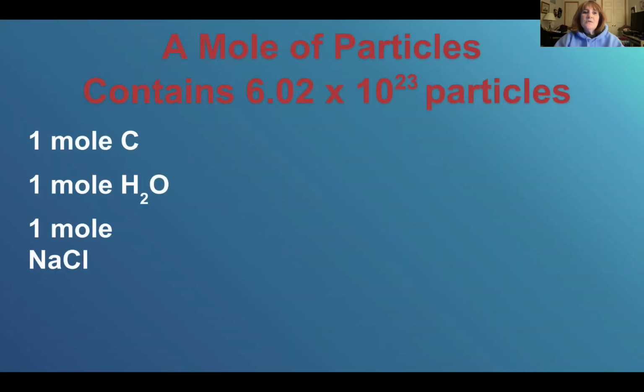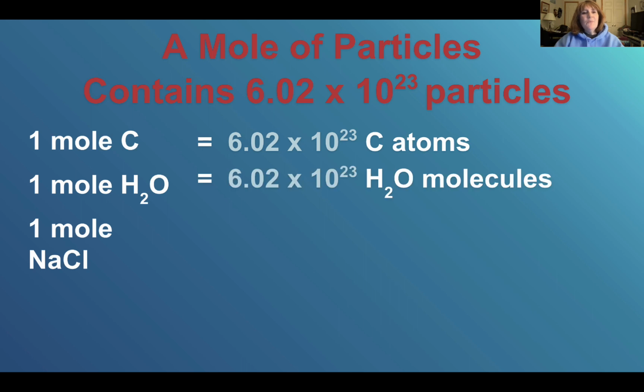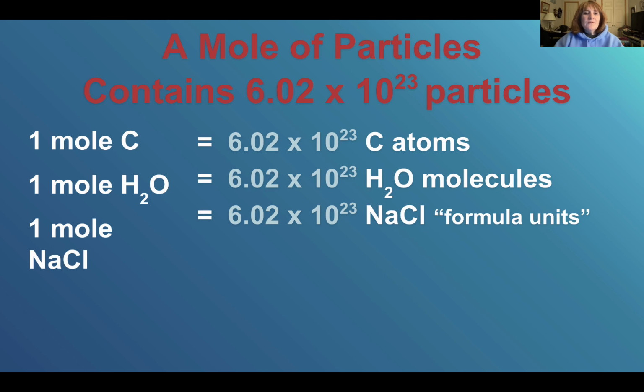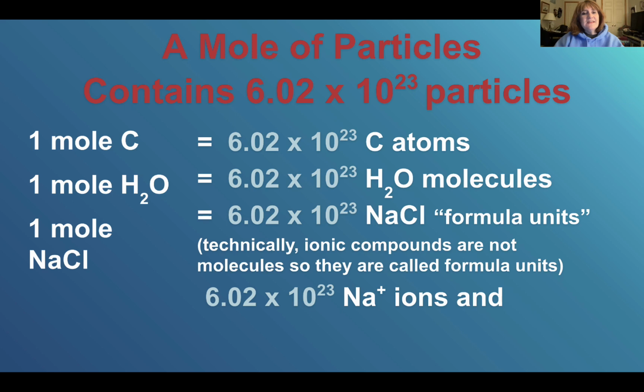So, 1 mole of carbon is 6.02 times 10 to the 23rd atoms of carbon. 1 mole of H2O is 6.02 times 10 to the 23rd molecules of water. 1 mole of NaCl is 6.02 times 10 to the 23rd formula units of NaCl. But more specifically, it's also 6.02 times 10 to the 23rd sodium ions and chlorine ions.